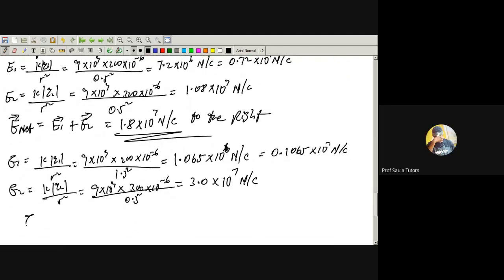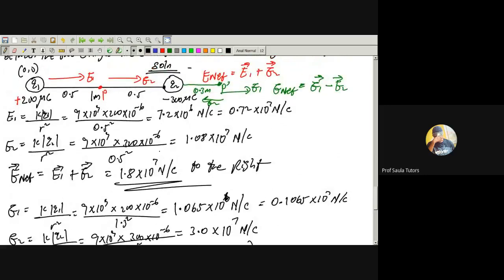We want to find the net electric field. For this one, it is E1 minus E2, right? So what's my E1? 0.1065 times 10 to the power of 7 minus 3 times 10 to the power of... If you observe, let me tell you something. You observe that Q2 has a greater influence on this point P prime than Q1. Do you know that? Yes, exactly.